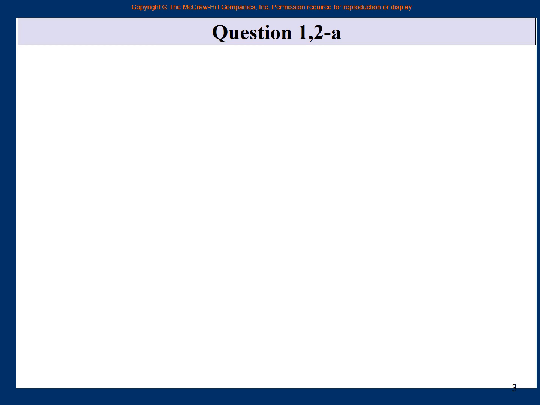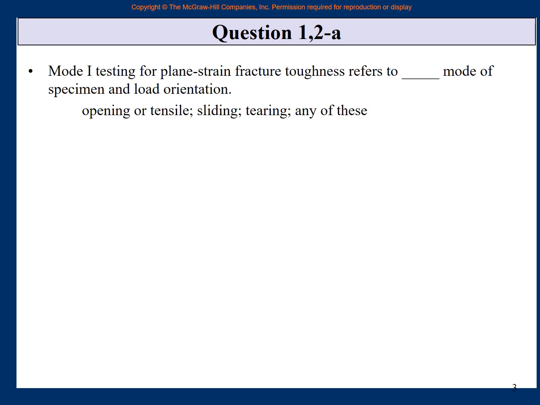Question 1 and 2, as always, are the multiple choice and the true false. So let's start with a few examples of the multiple choice. Mode 1 testing for plane strain fracture toughness refers to which mode of a specimen and load orientation? Opening or tensile, sliding, tearing, any of these. So if you know, it is opening or tensile mode.